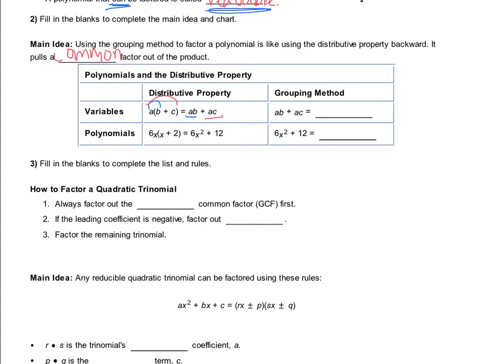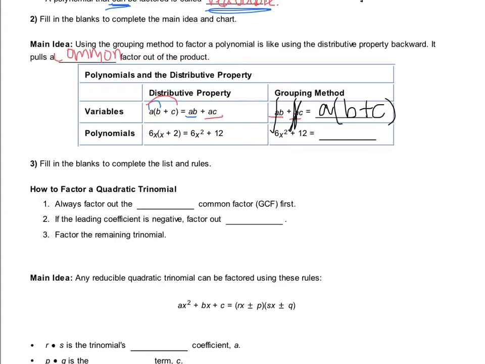Well, the opposite of that would be taking something like ab plus ac and looking for what they have in common. In both of these parts, you see the letter a. So I'm going to write down a because that's what they have in common, and I'm going to mark it out. Everything they don't have in common goes on the inside, which would be b plus c. So when I factor using the grouping method, ab plus ac, I get a times parentheses b plus c. So again, I'm just backwards distributing. That's what they did here.